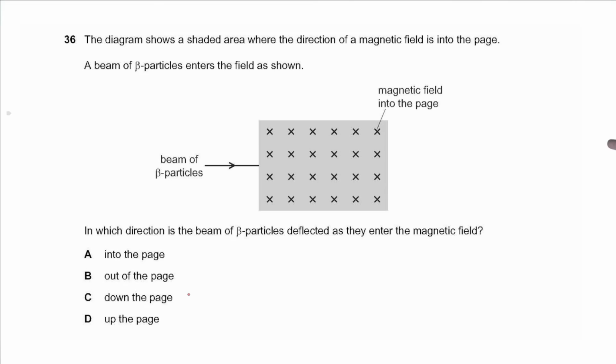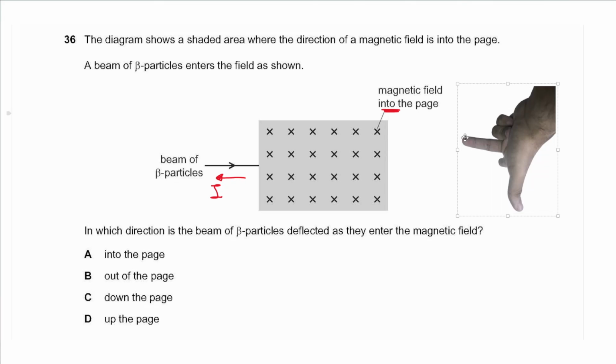Question 36 says the diagram shows a shaded area where the direction of a magnetic field is into the page. A beam of beta particles enters the field as shown. In which direction is the beam of beta particles deflected as they enter the magnetic field? So we have a magnetic field into the page, and the current, due to the beta particles moving, is opposite in direction to the motion of the beta particles because they are negatively charged. And now we have to use Fleming's left-hand rule, since we have a current and the magnetic field and we need to know the force. If the magnetic field is pointing into the page and the current is pointing to the left, we have the thumb pointing downwards, so the force will be down the page. So the answer is C.